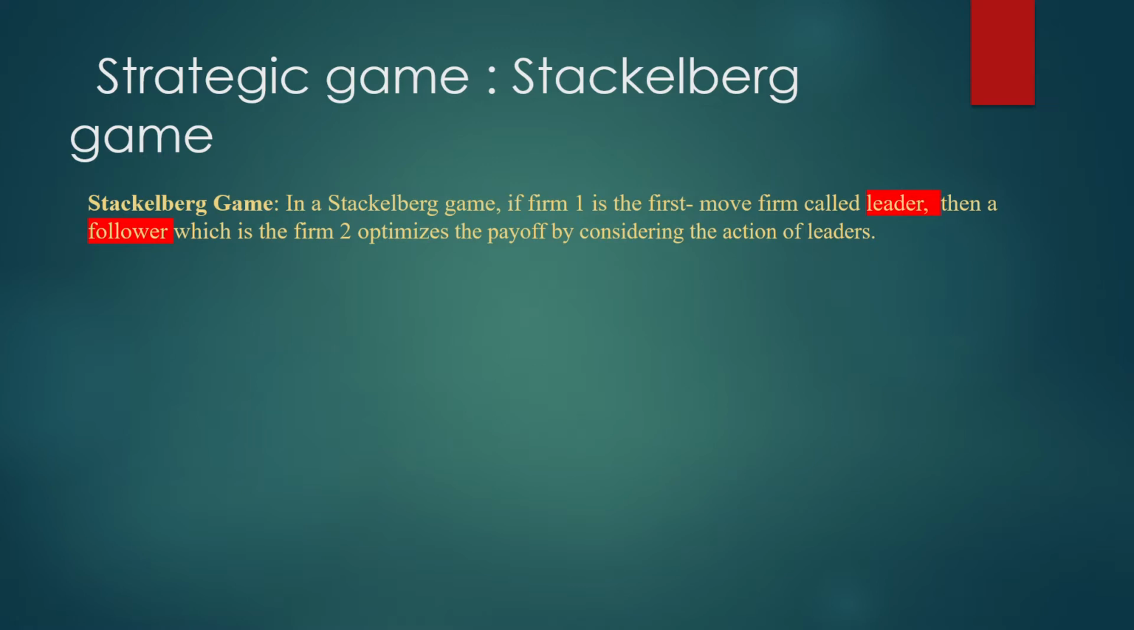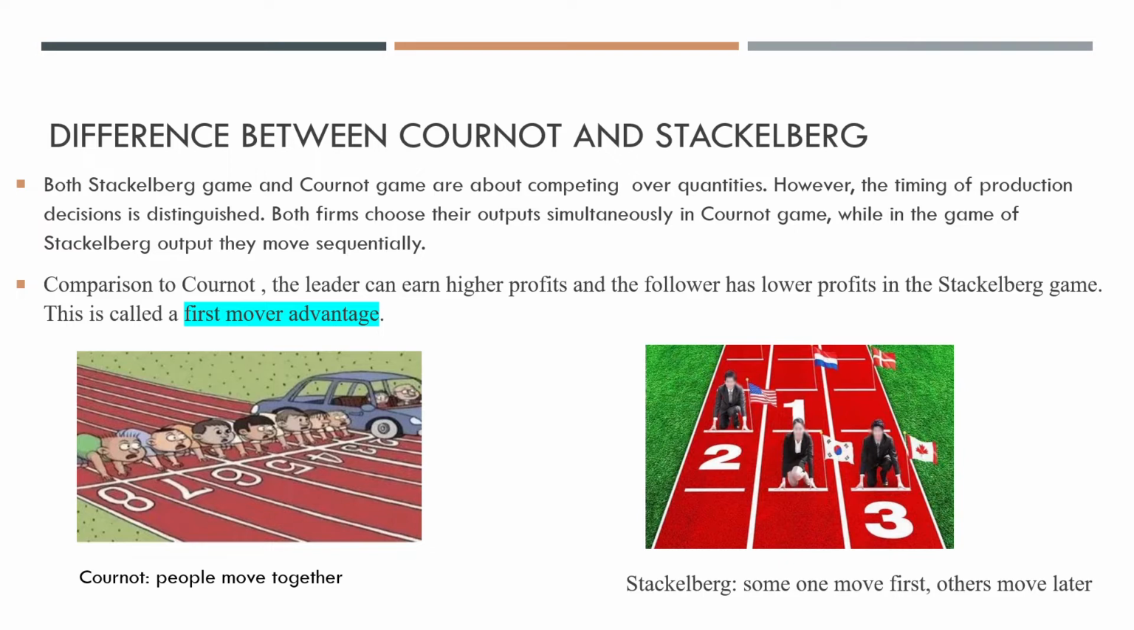So what is the Stackelberg game? The Stackelberg game is actually a market in which some firm will move first and some firm will move later. Suppose there are only two firms in the market. The first-move firm is called the leader and the second-move firm is called the follower. The Stackelberg game is actually a new model, different from our previous learning models.